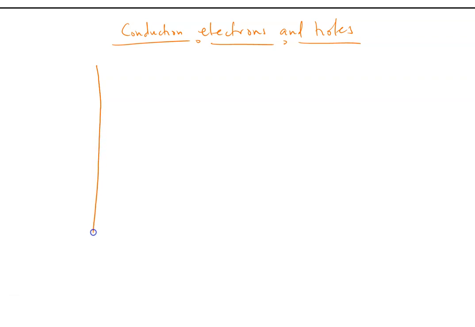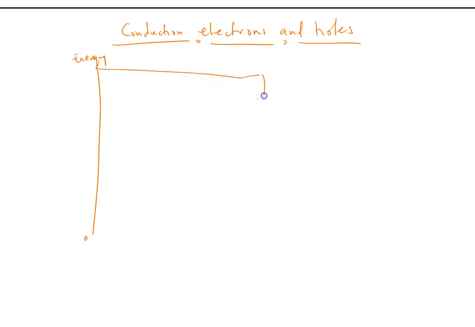Okay, so let's proceed. The next thing that I'm going to talk about is conduction, electrons, and holes. Yes. So, with the conduction, electrons, and holes, let me draw the energy band. Right. Moving from a zero energy to a very higher energy. So let me draw the energy band here.